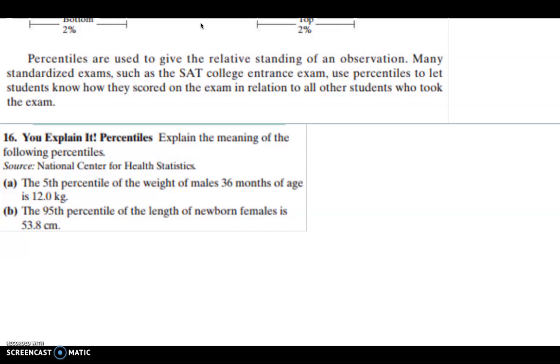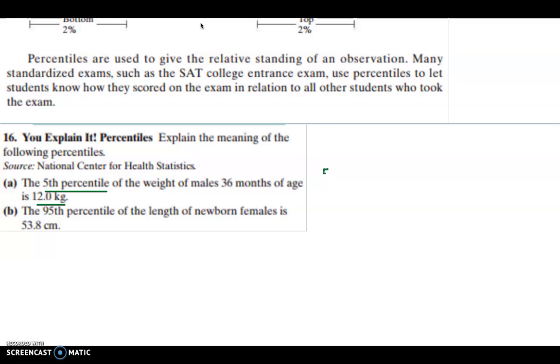So it tells you, in percentile terms, how high or low you lie if you were to line up all the data, where you would be at. Let's try to explain some of these meanings. We've got the 5th percentile of the weight of males 36 months of age is 12 kilograms. How would we explain that?